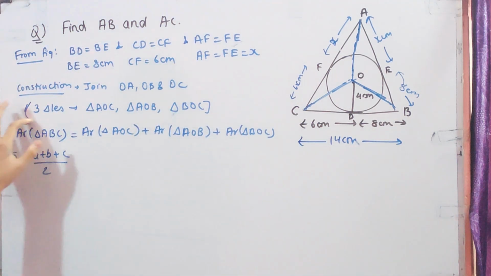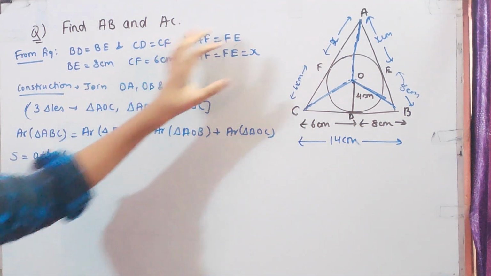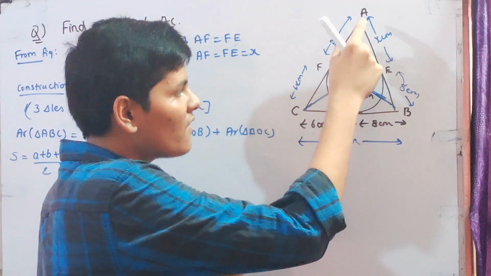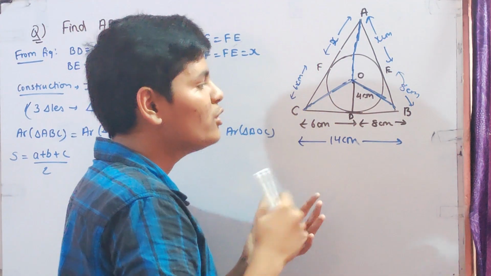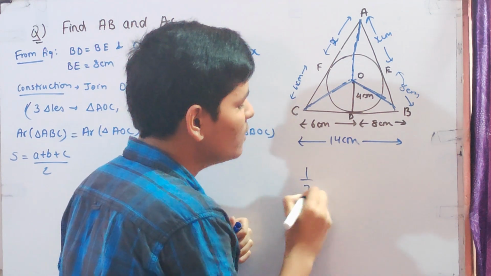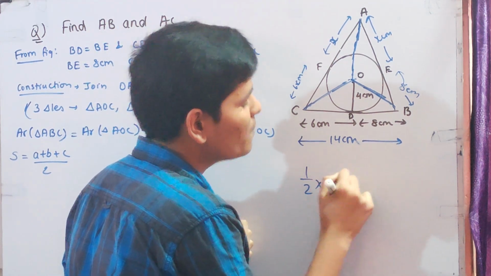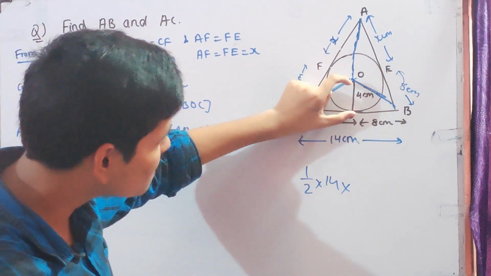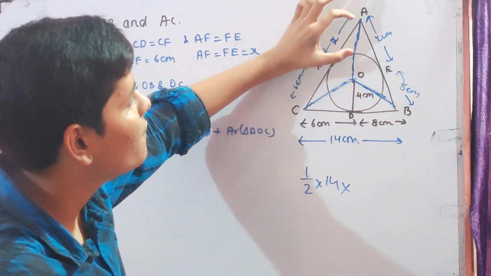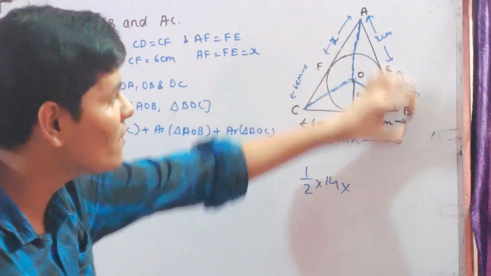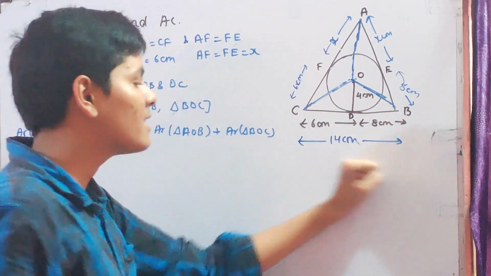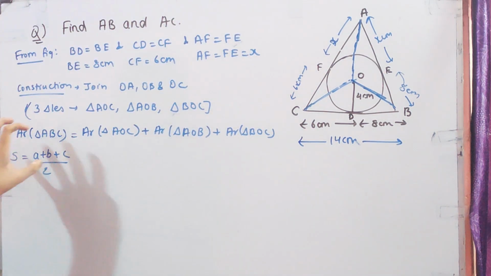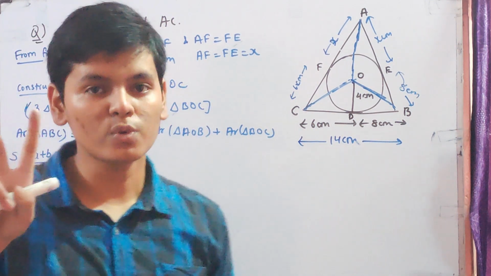But the question is, area of triangle ABC. We cannot as such find the area of triangle ABC. Why? Because area of triangle ABC means half into base into height. Half into, here base is 14 into, now what will you take for height? This is 4 cm. Let us assume this is 4, this is also 4, 8 cm. We don't know this length. Hence we cannot find the area of the whole triangle, and the area of the triangle is not specified in the question as well.